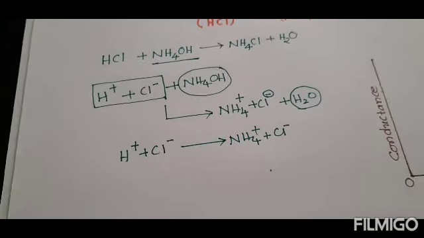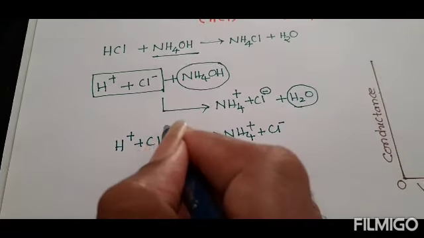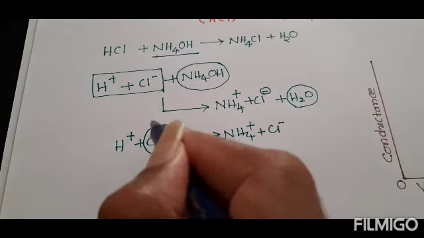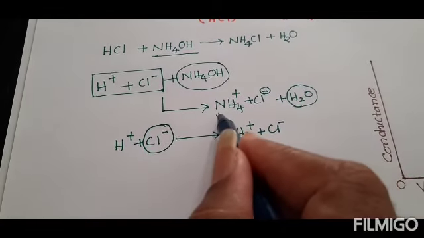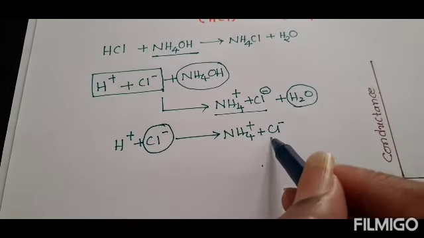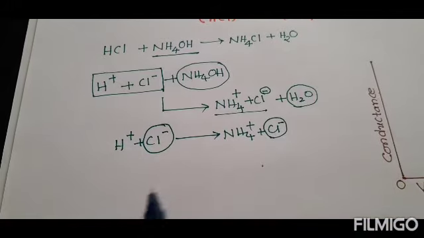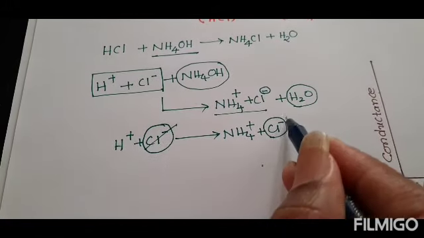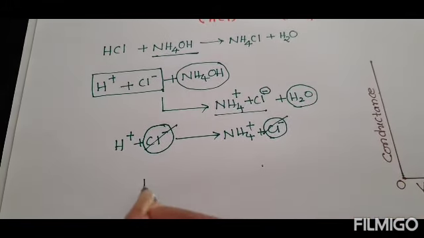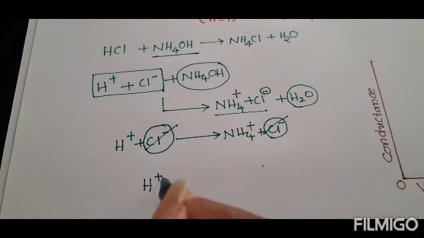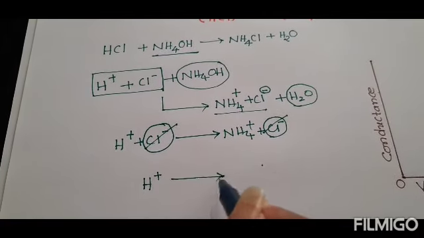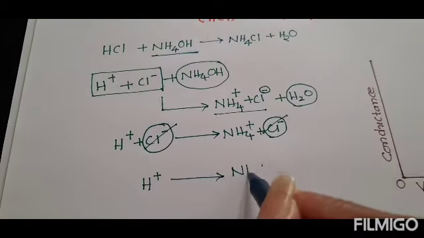If you observe, the system contains Cl minus initially. Since NH4Cl is a salt, it completely ionizes and forms the Cl minus again. This is called a spectator ion. Here H plus finally changes into NH4 plus.